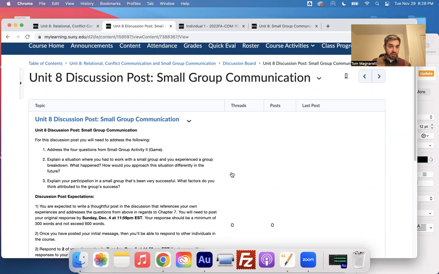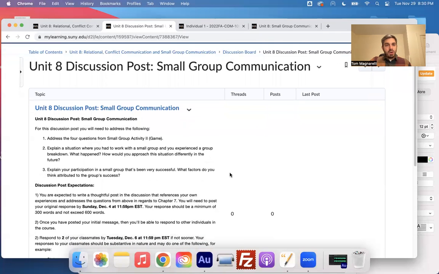1, address the 4 questions that I just went over from the small group activity 2 game. Number 2, explain a situation where you had to work with a small group and you experienced a group breakdown. What happened? How would you approach this situation differently in the future? And number 3, explain your participation in a small group that's been very successful. What factors do you think attributed to your group success?